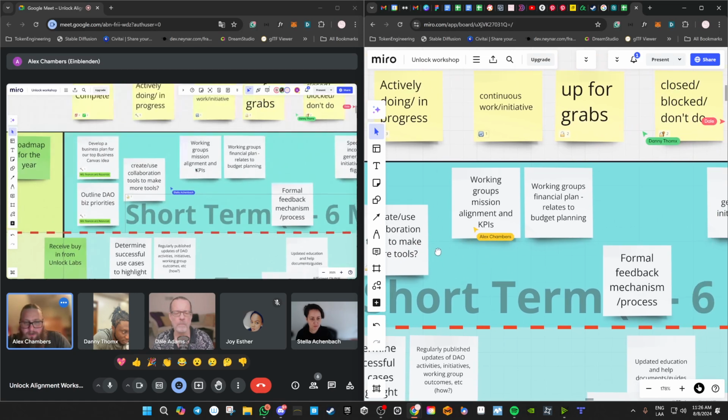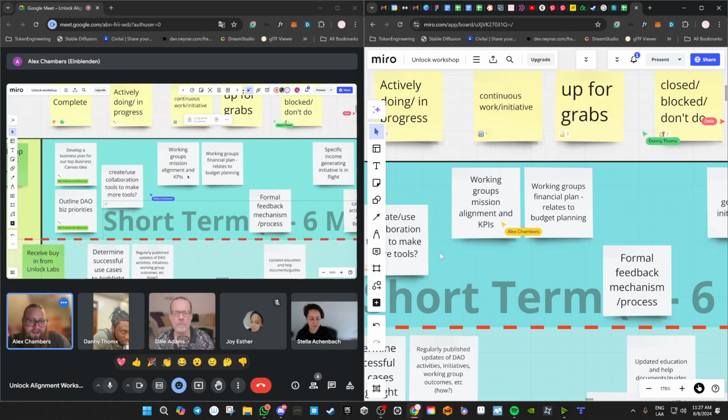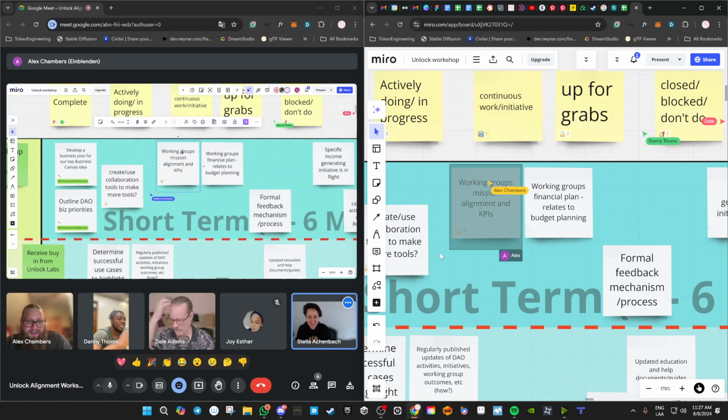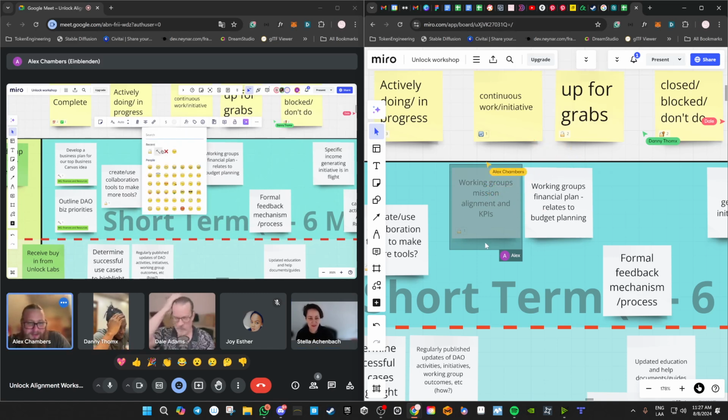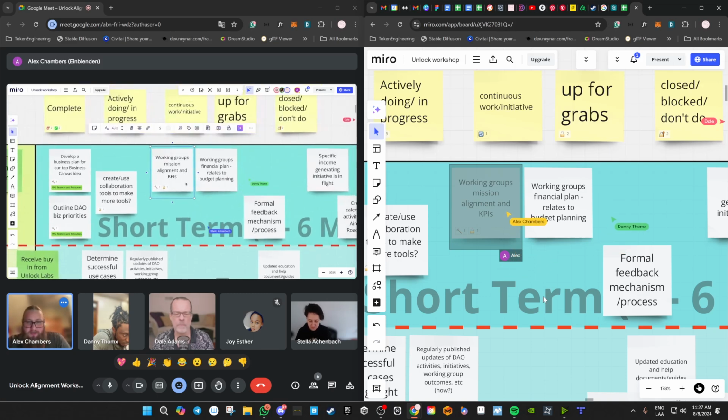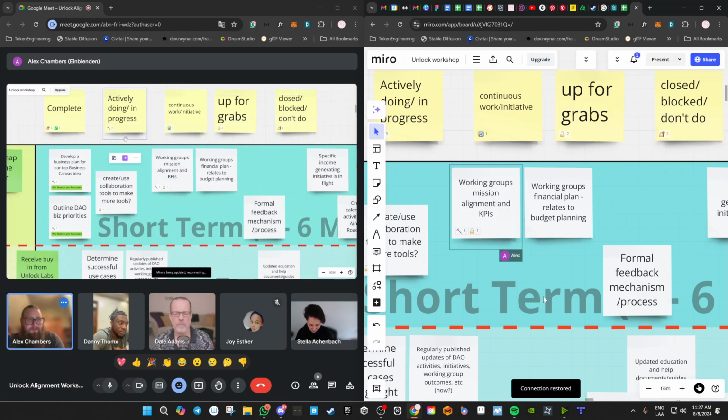All right. Working groups, mission alignment, and KPIs. We're here, aren't we? I would say it's a little bit of both. Okay, fine. I think there's pieces that are there. So we have some working groups. We have a mission. We have mission alignment, but we need the KPI portion. And we need to communicate it. That's something we haven't done yet. Yeah, exactly.